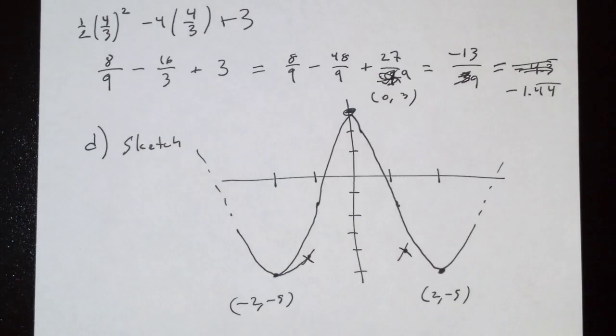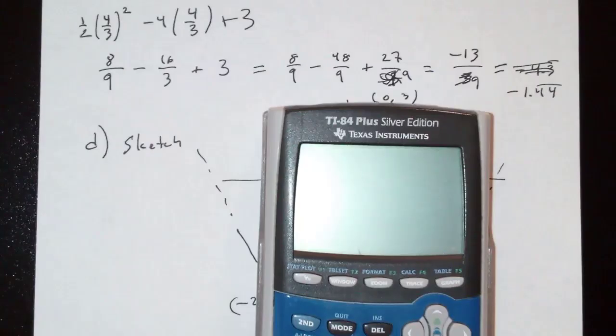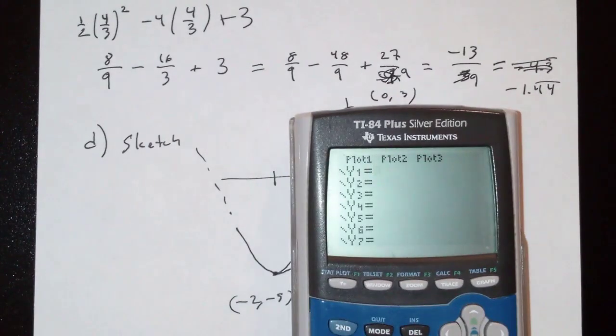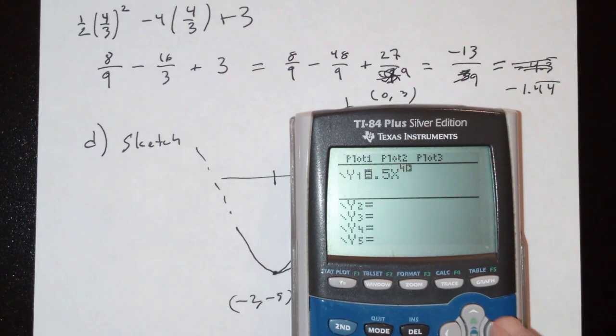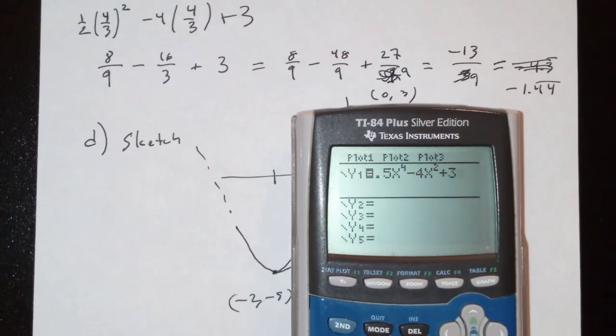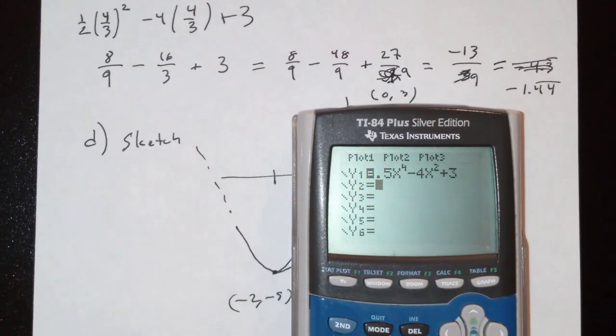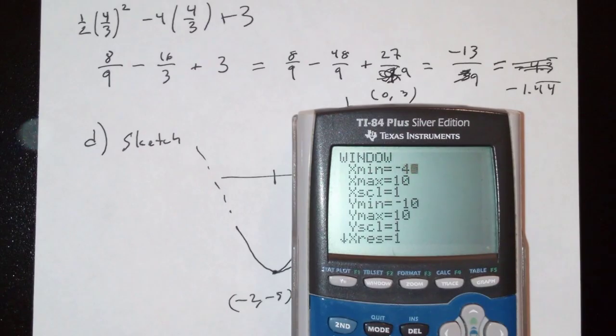Better? It does say you should use a graphing device to check this. So y equals 0.5x to the fourth minus 4x squared plus 3. And I know this graph doesn't really have a lot going on way out when x is really big. So I'm really only looking at numbers around -2, -3, -4. I'm going to change my x window to go from -4 to 4. And hopefully I get a picture that kind of resembles the one we drew.